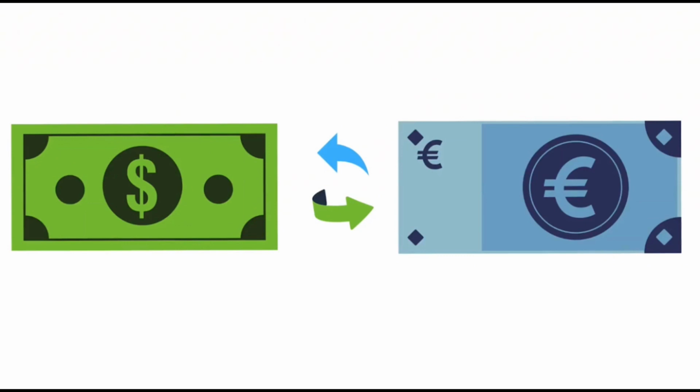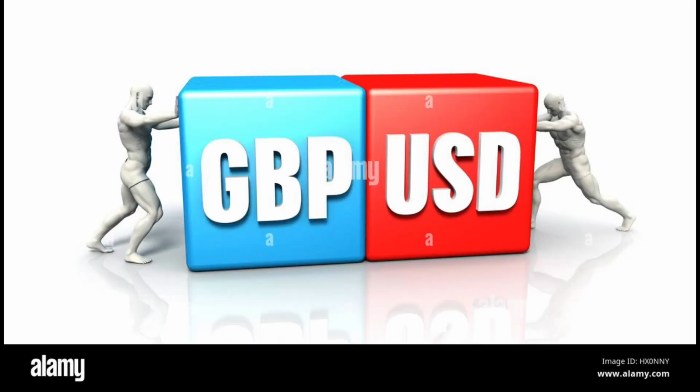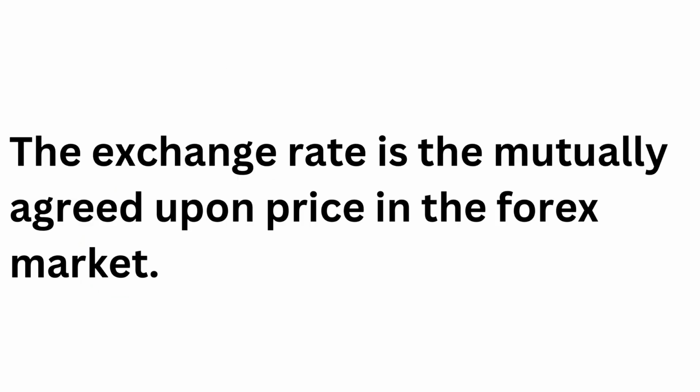Now, let's zoom in on the Forex market. The Forex market, short for foreign exchange, as I said earlier, is where currencies are traded against each other. For example, the GBP USD pair, where the price represents the exchange rate between the US dollar and the British pound. So in the foreign exchange market, the price is actually represented by the exchange rate. That's very important. The price is represented by the exchange rate.